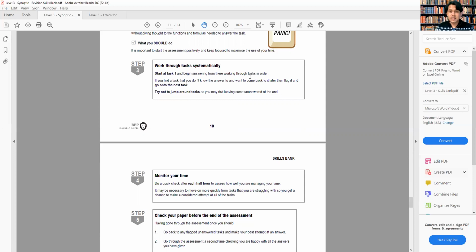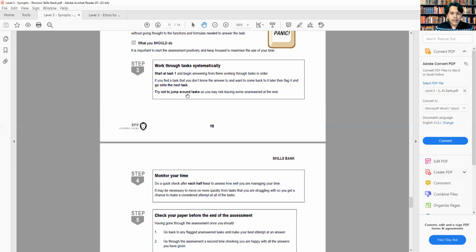So if this is the case, you don't go on until you finish, because you need to make sure you've done the first bit, then you move to the next one. Now for the whole exam, you know how long it is. You can split your time based on the questions you have, and make sure you finish the first task within this time, and the next task within that time. If you find a task that you don't know the answer to and want to come back to it later, then flag it and go to the next. You flag the question so you remember, okay, I haven't done it, I will come back later on.